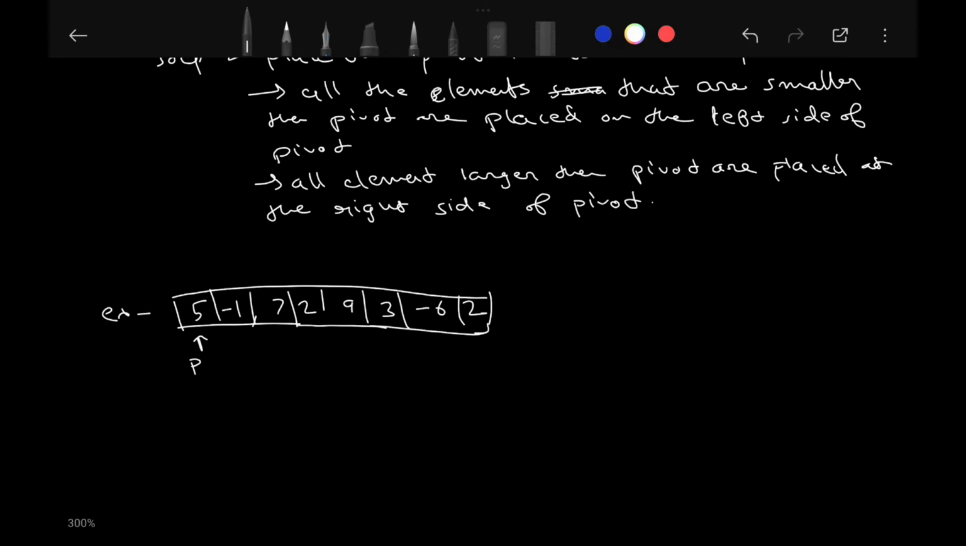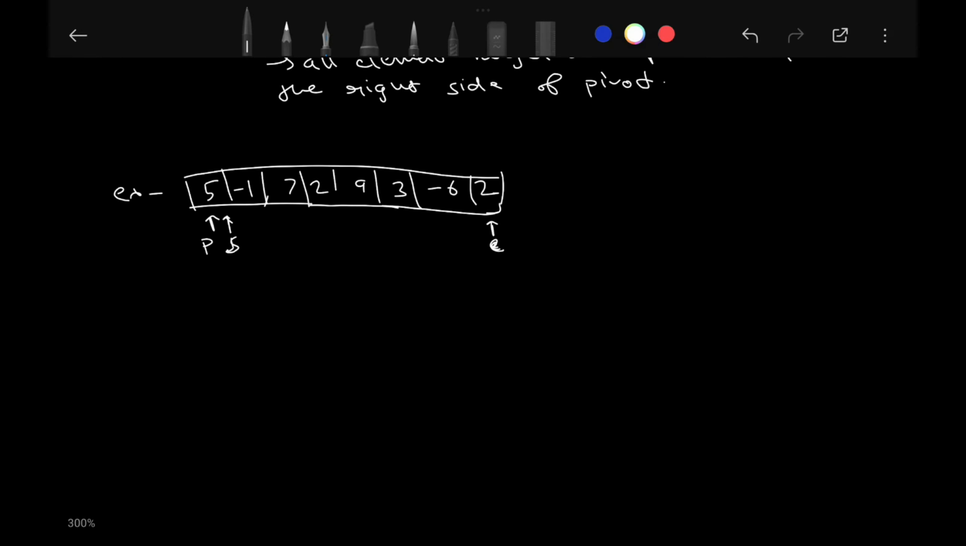Now, we will also take two other pointers. One is a starting pointer, the start index, and another will be marking our end index. We have taken two pointers, one as a start index and another as an end index. Our pivot is pointing at the first element. Our start is also pointing towards the pivot, and our end pointer is pointing towards the end index of the array. Let's give indexing 0, 1, 2, 3, 4, 5, 6, and 7. So our end is pointing towards 7, and our pivot and start are pointing towards the 0th index.